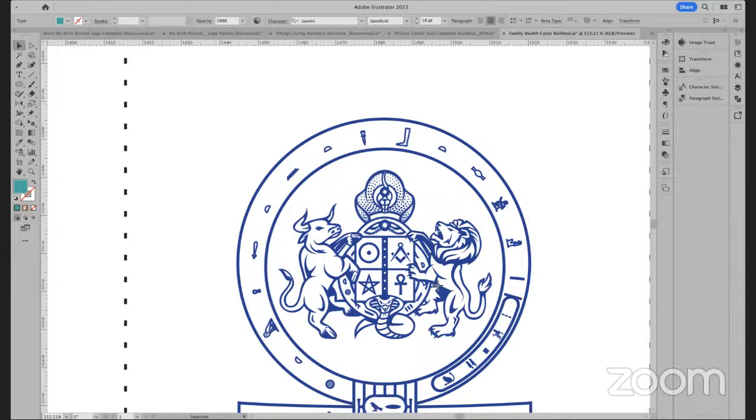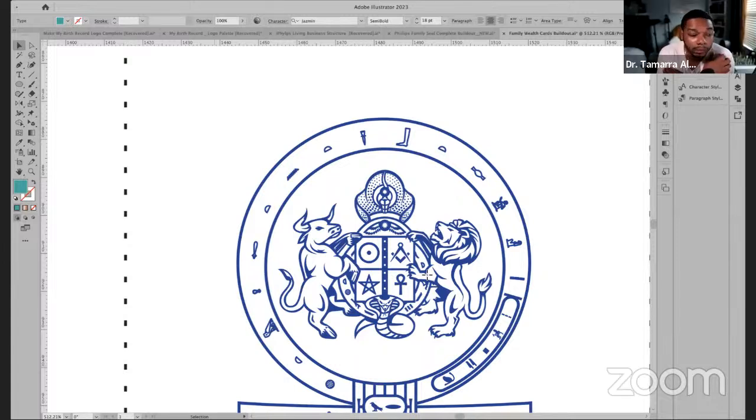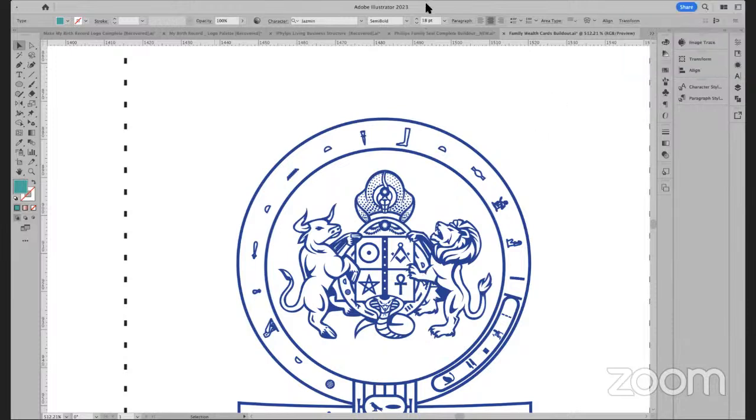But you see here, we have family stamps. We all have a stamp. We can't see it. Oh, you can't see? Hold on, let me stop sharing and I'll share again. All right.